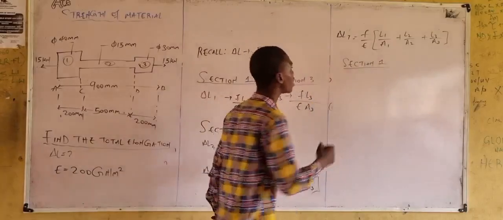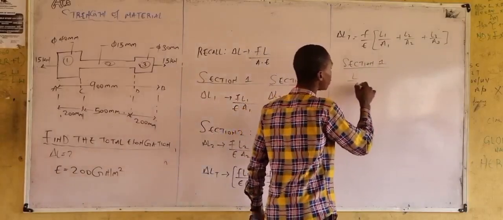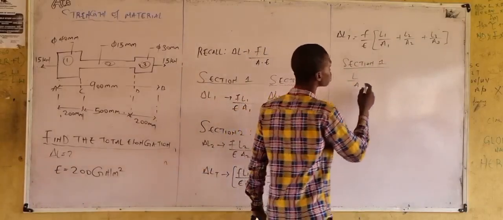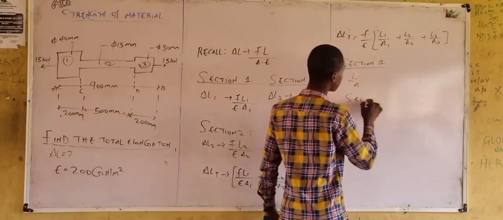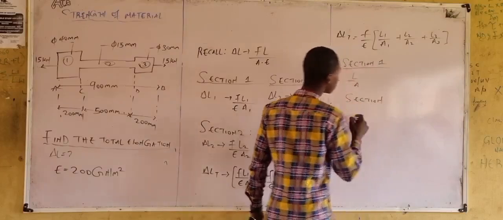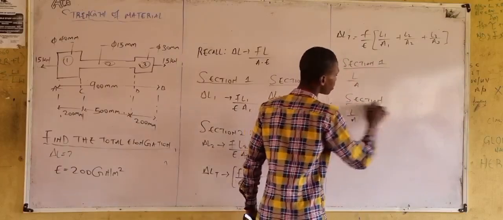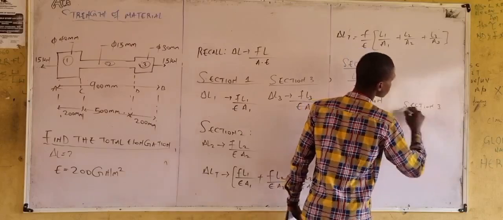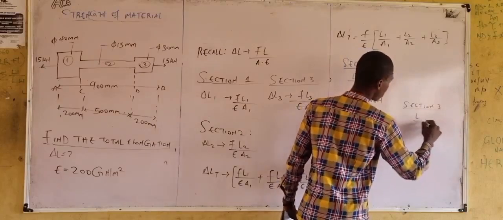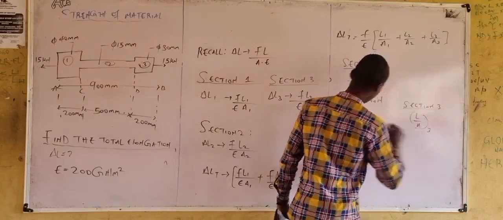From here, it means in section 1, we have to get the ratio of what? L over A, right? Section 2, we have to get the ratio of what? L over A. Similarly, for section 3, we have to get the ratio of what? L over A.